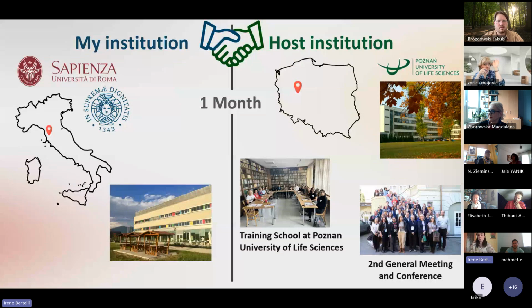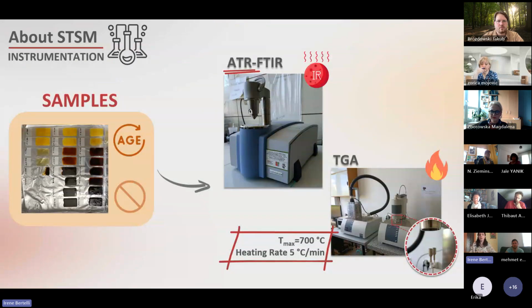So here I reported the instrumentation that I used in Poznan. So we have an ATR FTIR and the thermogravimetric balance, and I performed both these analyses on my mock-up samples that I prepared in Pisa, both fresh samples and naturally aged for 1 month.